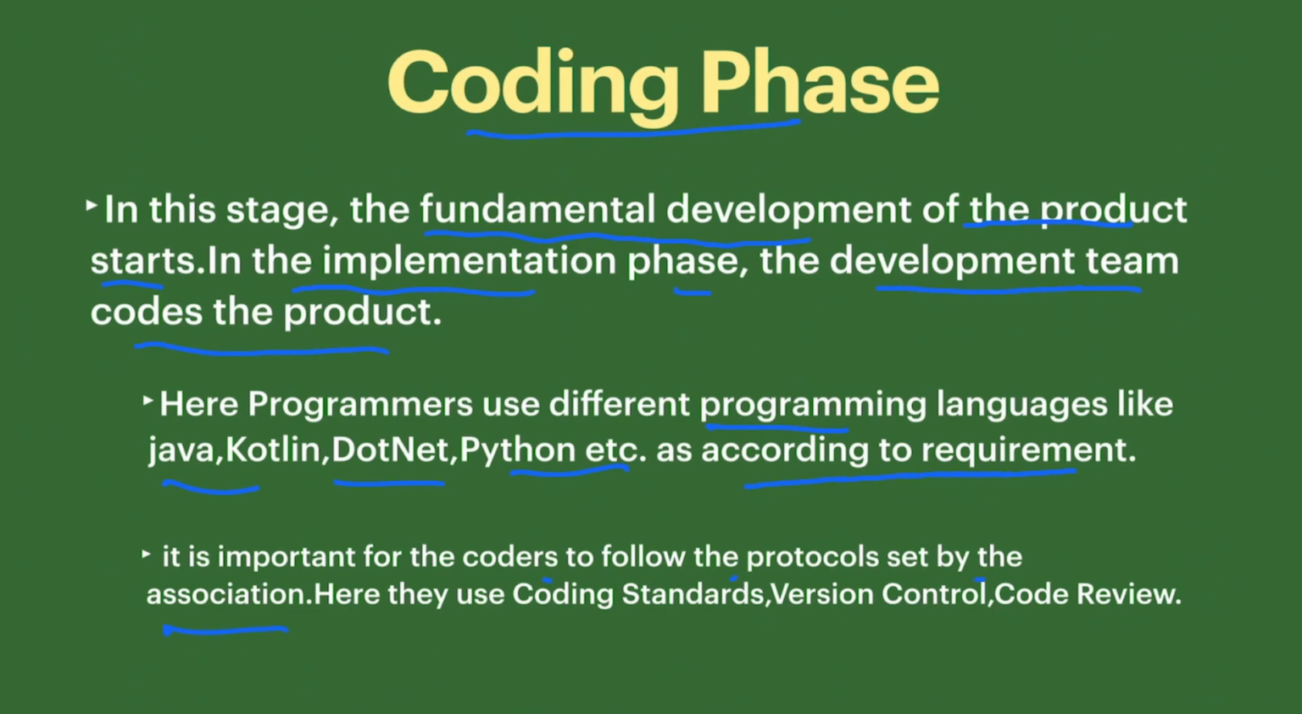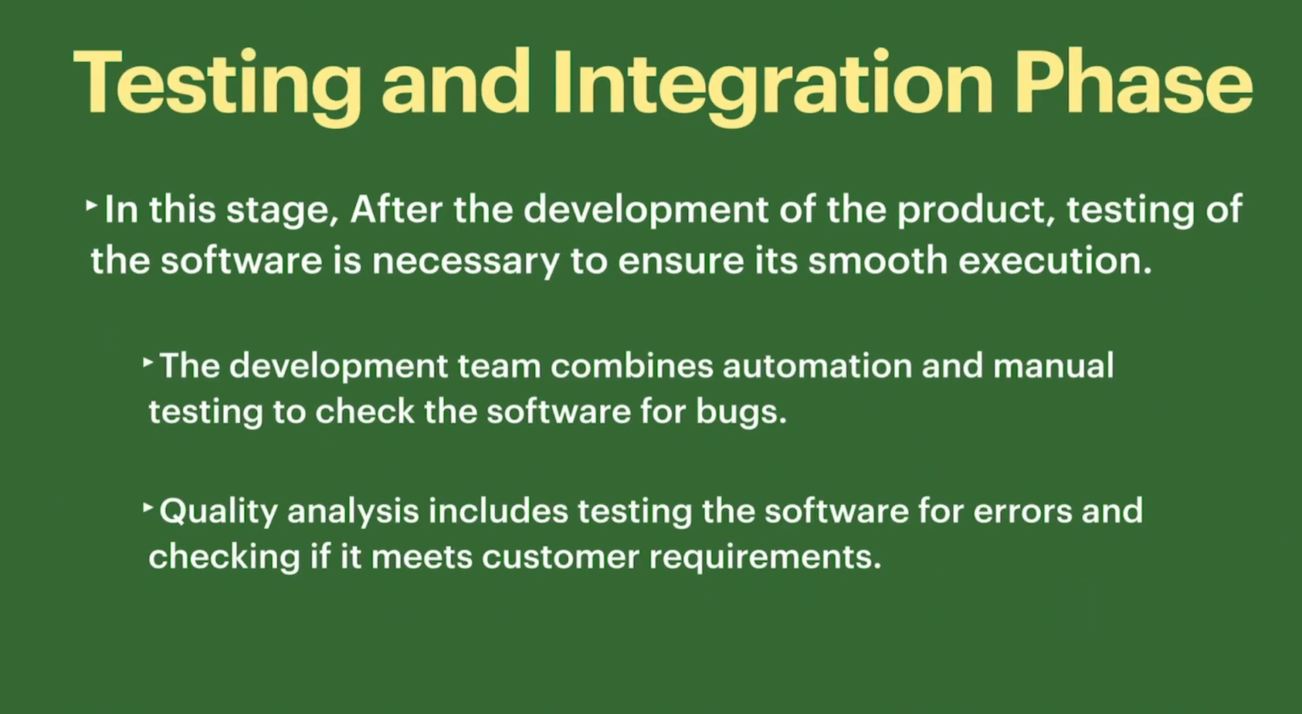Here coders use coding standards, version control, and code review. So all these types of techniques coders actually use. This is a very important phase because this is the coding phase and all the coding of the software is implemented in this phase. After completion of the coding phase, the testing and integration phase starts.